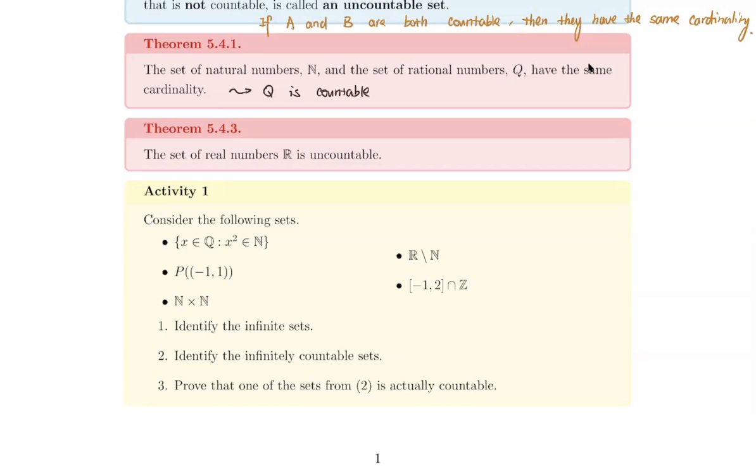The proof of this theorem is in your textbook. The proof is really, really important, so please make sure you understand it, because you can use a similar technique on some other proofs.